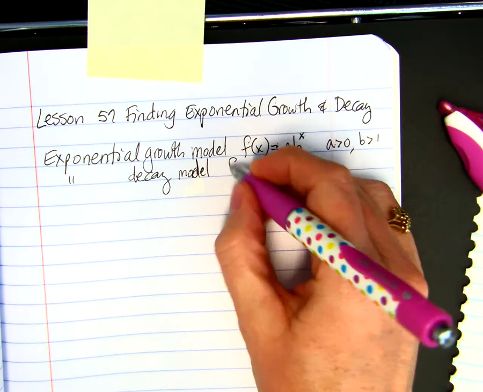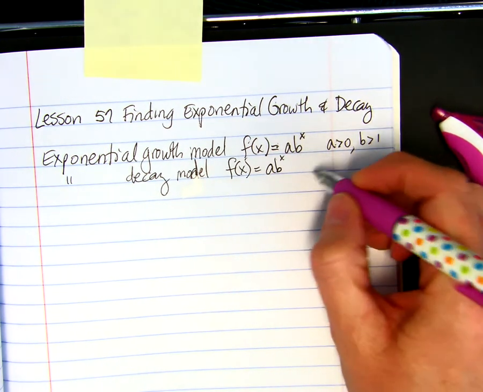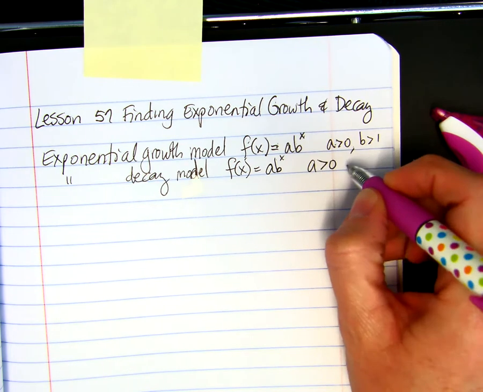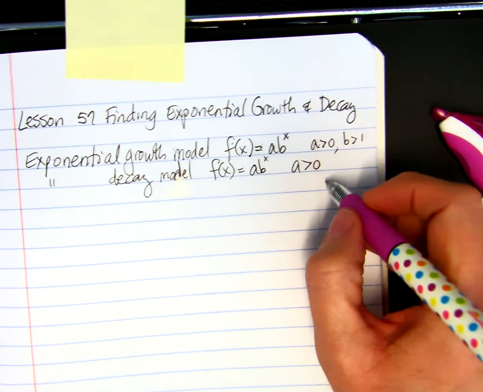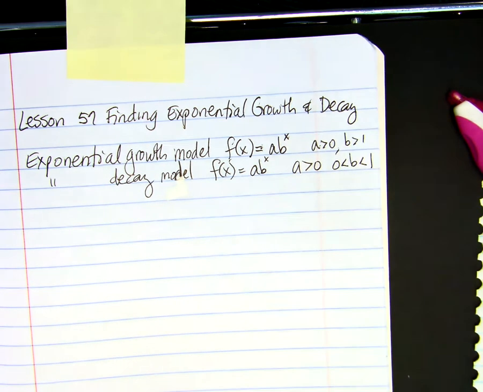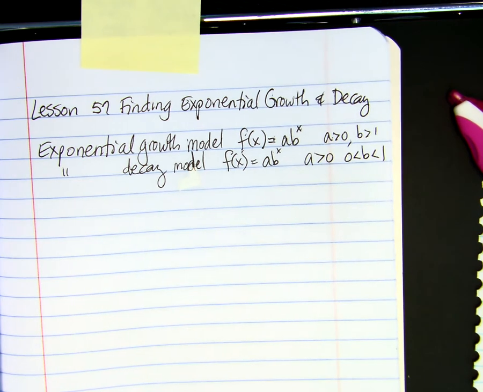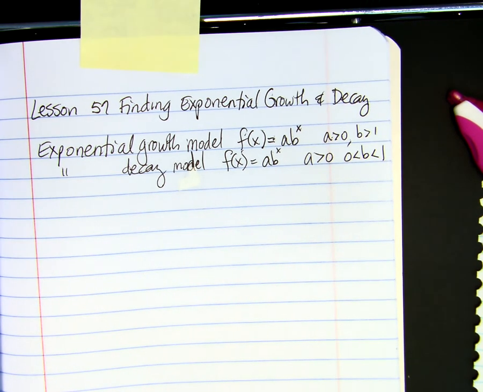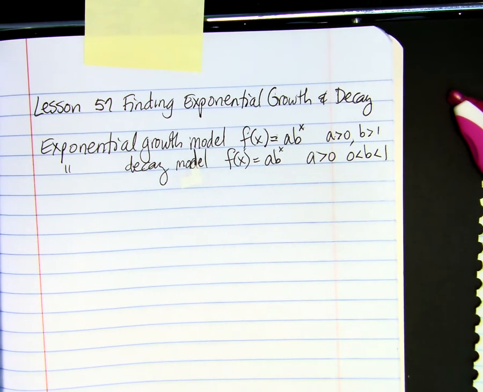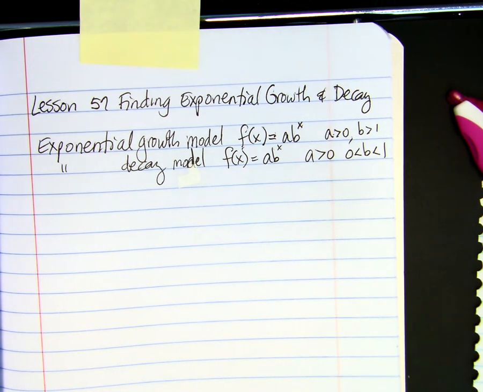The exponential decay model is f of x equals a times b to the x, where a is greater than 0, but b is between 0 and 1. So 0 is less than b is less than 1. If your b is a fraction that is less than 1 but still positive, then it will be decaying. It will be getting smaller.